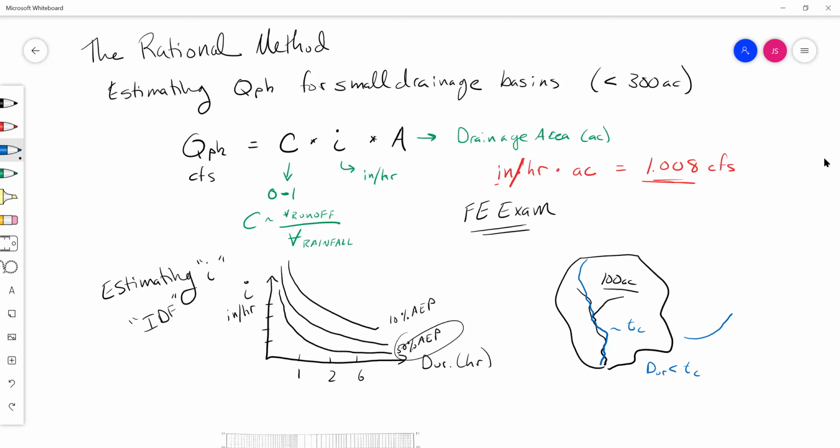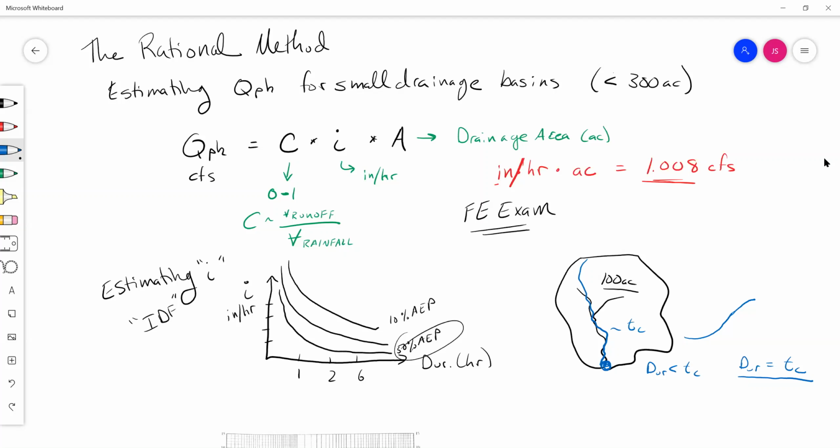If your duration is more than your time of concentration, you're past that peak, you're at the equilibrium point, and it doesn't really matter. So that's going to be a lower intensity. So we want to hit it just right. If we pick our duration to equal time of concentration, then we get to that peak, and every part of the watershed is contributing to the flow at the outlet. So that's what we'll do. We'll pick the duration equal to the time of concentration.